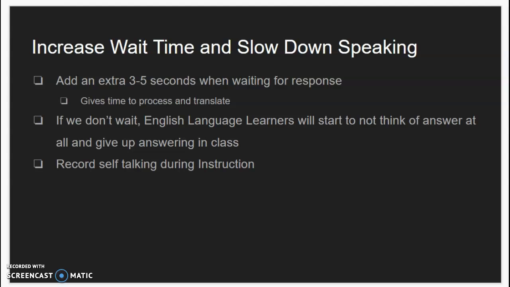The other thing is slowing down our speaking time. If we do record ourselves talking during instruction, that can really help us see just how fast we are talking. And slowing that down really does make a difference for our English language learners, and what they hear and how they're able to think and process the instruction that we are giving.